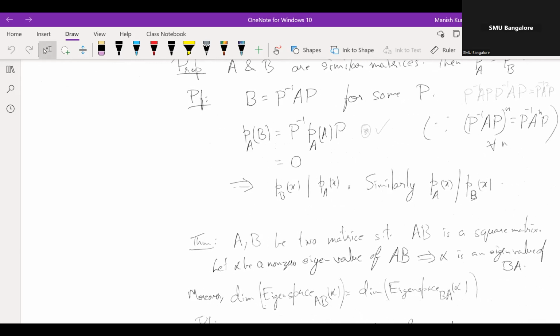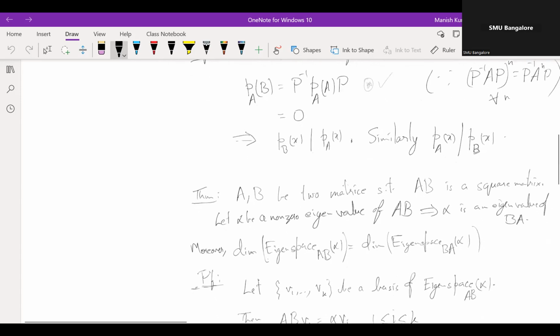So let A, B be two matrices such that A times B is a square matrix, yeah? So A and B need not be square, but A times B must be square. So once you know that A times B is square, B times A will also be a square matrix, okay? Let alpha be a non-zero eigenvalue of AB, yeah? So it's an eigenvalue, but not zero eigenvalue, non-zero eigenvalue. Then what you can say is alpha is also an eigenvalue of BA, the other matrix BA, yeah?